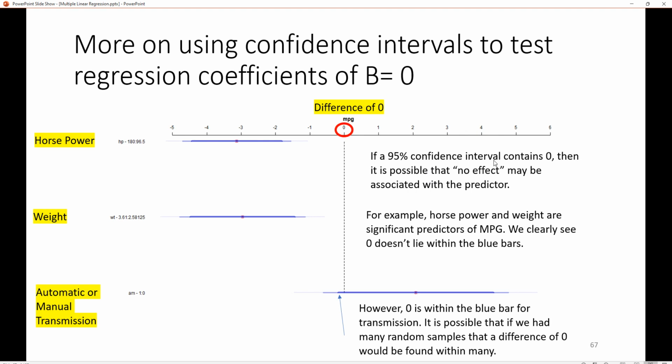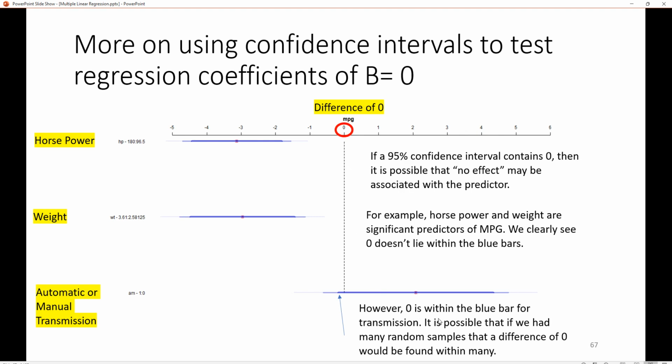If a 95% confidence interval contains 0, then it is possible that no effect may be associated with the predictor. And that value of 0 is right here, and it's circled. There's a red circle around the value of 0, so for things that we consider significant, we want to make sure that our confidence intervals don't touch this dashed vertical line at 0. For example, horsepower and weight are significant predictors of miles per gallon. We clearly see 0 does not lie within the blue bars for each coefficient for horsepower and weight. They're actually kind of far off from 0.